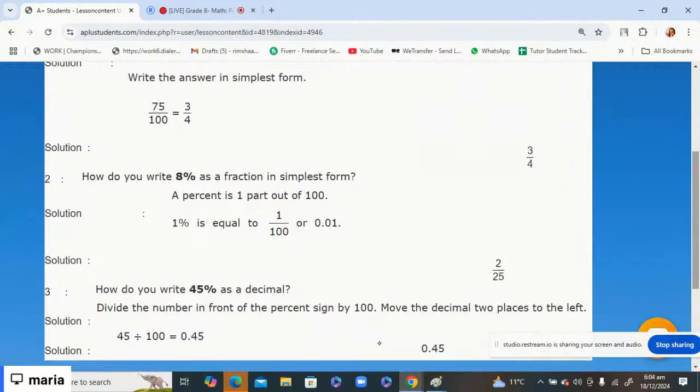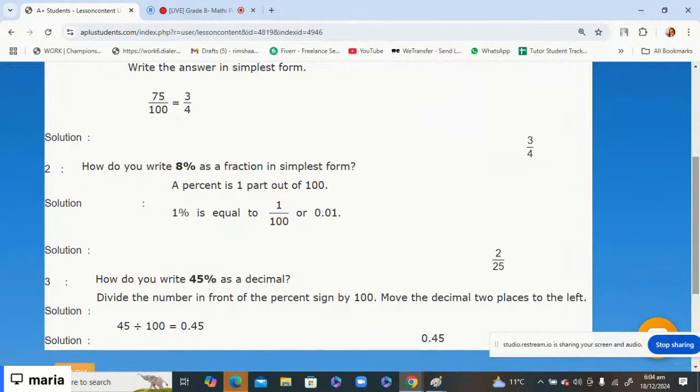Otherwise you can take it in the simplest form as well. Now what is 8% as a fraction in the simplest form? 8% in the form of a fraction is 8 over 100. Now you are going to convert this 8 over 100 into simpler numbers.